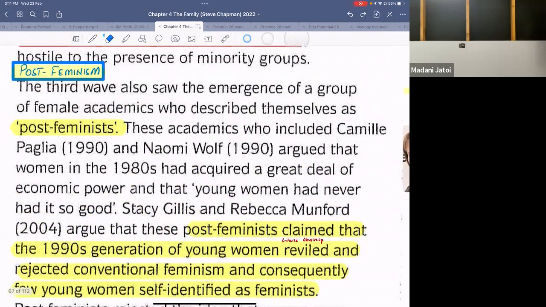According to post-feminists, the 1990s generation of young women had acquired what they were wanting to acquire. Women back in the 90s, they claimed, were much more economically powerful than the older generations. According to them, जो conventional feminism के notions हैं, conventional feminism जो हम पीछे बात कर रहे थे, liberal, radical, and Marxist feminists, these were pretty outdated ideas.